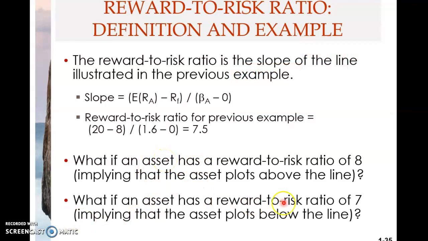What if an asset has a reward to risk ratio of 7? The benchmark is 7.5, but this is 7. Nobody would want to buy it, because for the same unit of risk, the reward here is only 7%, which is lower than 7.5. Nobody would buy this, because the asset would be overpriced or overvalued.